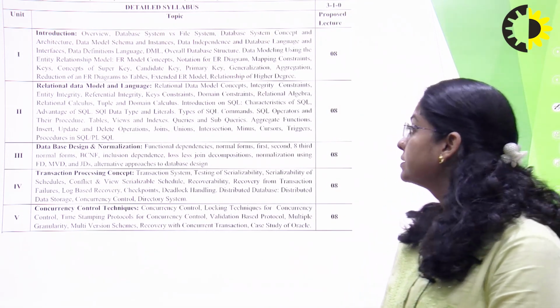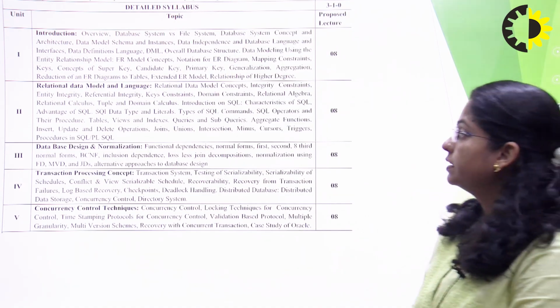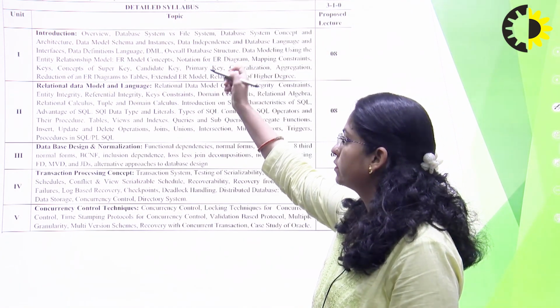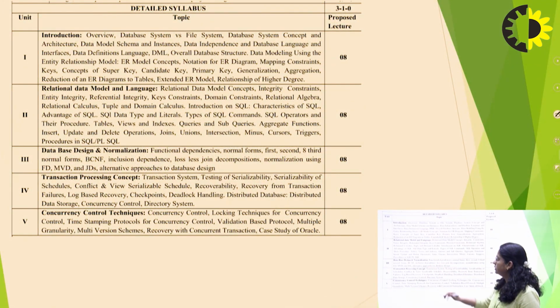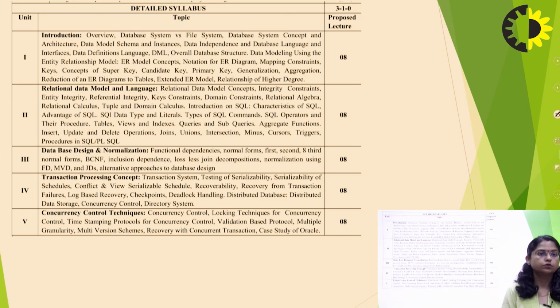This is the syllabus according to AKTU. First unit is total introduction, then relational data model, language, then database design, normalization, transaction processing concept and concurrency control and techniques. So today we'll see unit 1, the introduction section.